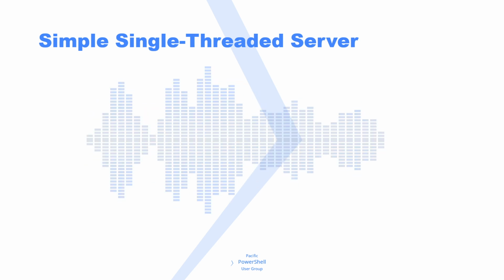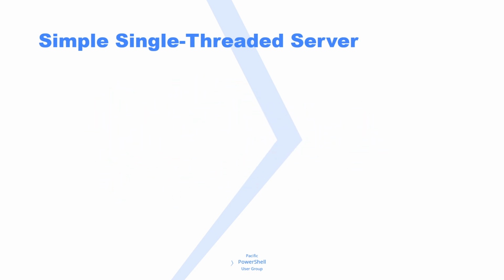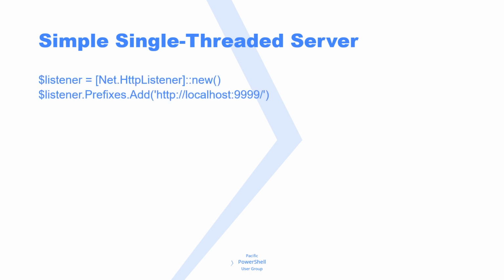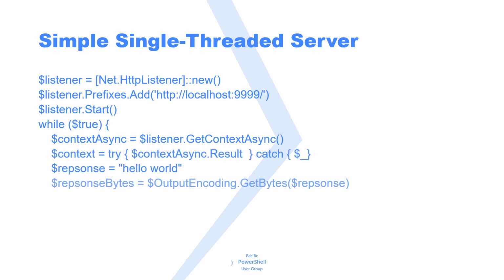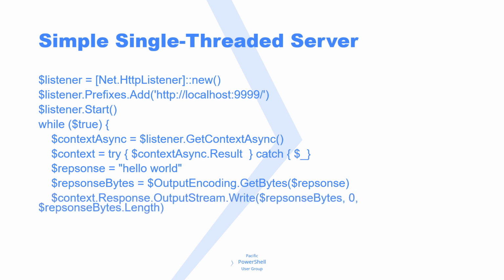All right, this slide is not the better way yet. This is just covering the top to bottom, the simplest server we can write. Okay? Create a new listener, add a prefix, start it up, while true, get that context, turn it into an actual variable, get a response, actually write the response, close the response, and we're done.